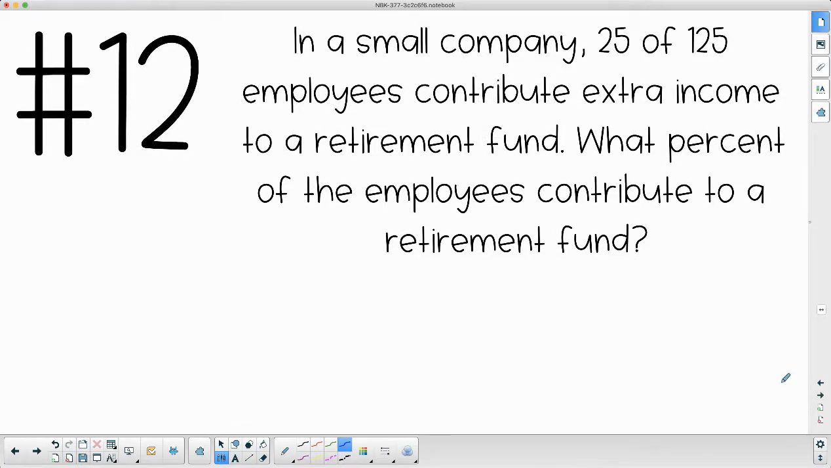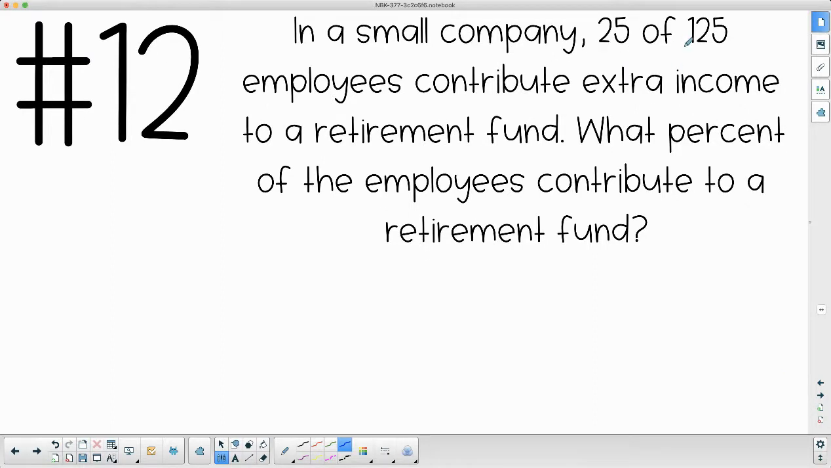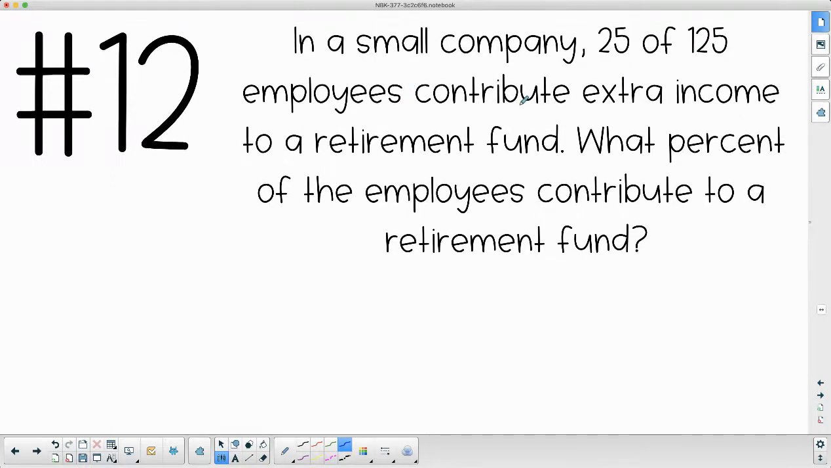Number 12, last one today, says that in a small company, 25 of 125 employees contribute extra income to a retirement fund. So we know we've got our part, we know we have our total, 25 out of 125 people. What percent, so we're looking for the percent, we're looking for the piece, out of 100 contribute to their retirement fund.